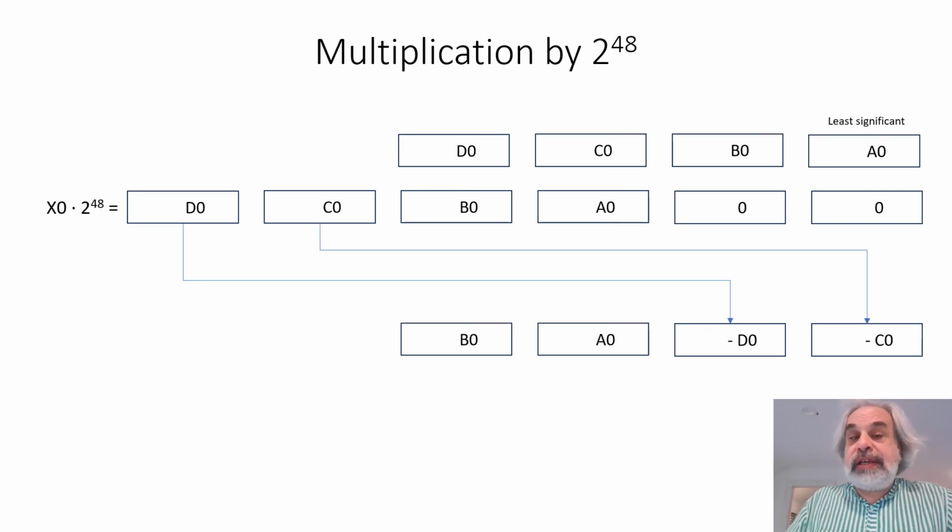Okay, likewise, if we want to multiply by 2 to the 48, instead of shifting a single limb, we're now going to shift 2 limbs, right? Because each limb has 24 bits in it, so 2 to the 48 is 2 limbs. And again, this C0 and D0, these stick out. This line right here would be 2 to the 96. So this C0 comes down here, and this D0 comes down here.